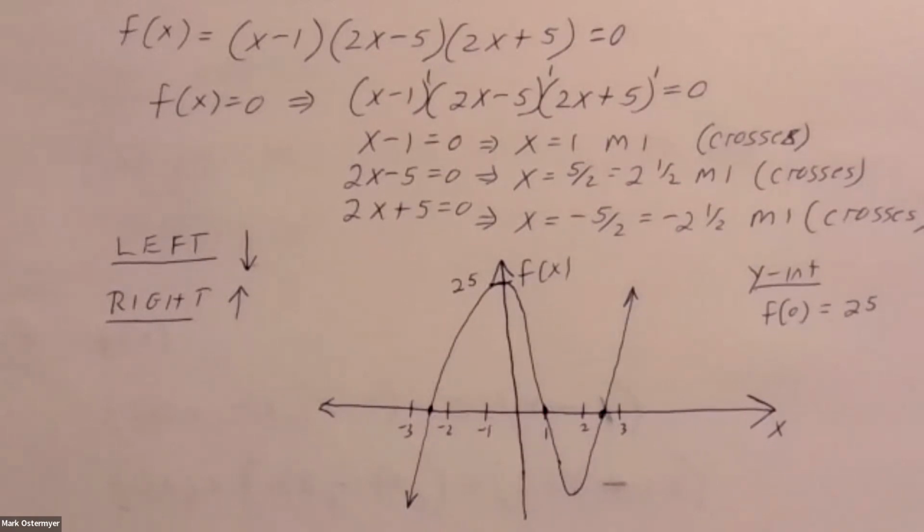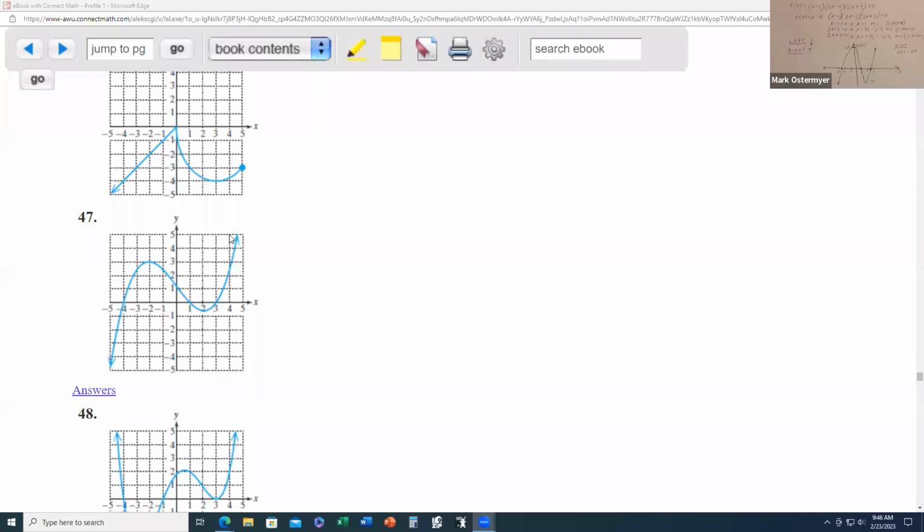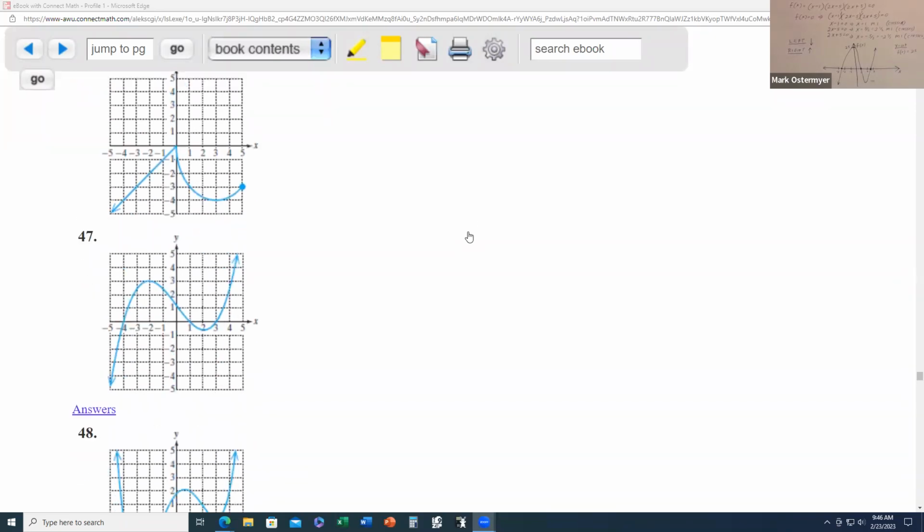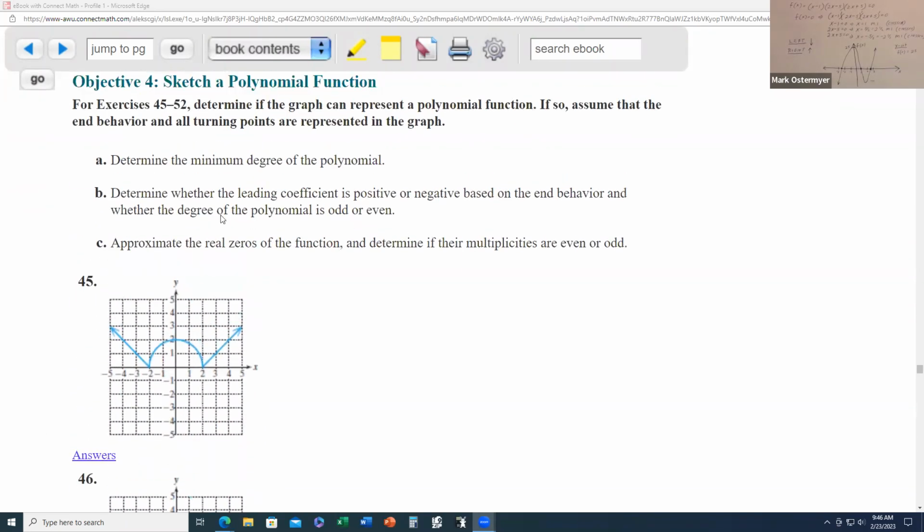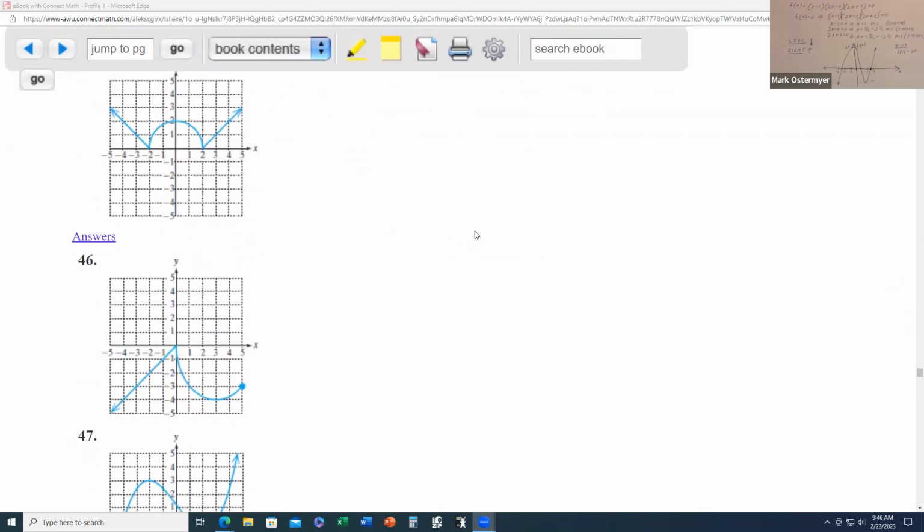All right. One last problem here in your textbook, number 47. This is in section 3.2. With these problems, they give you a graph of a function, and they want you to determine the minimum degree of the polynomial. B, determine whether the leading coefficient is positive or negative based on the end behavior and whether the degree of the polynomial is odd or even. And C, approximate the real zeros of the function and determine if their multiplicities are even or odd.